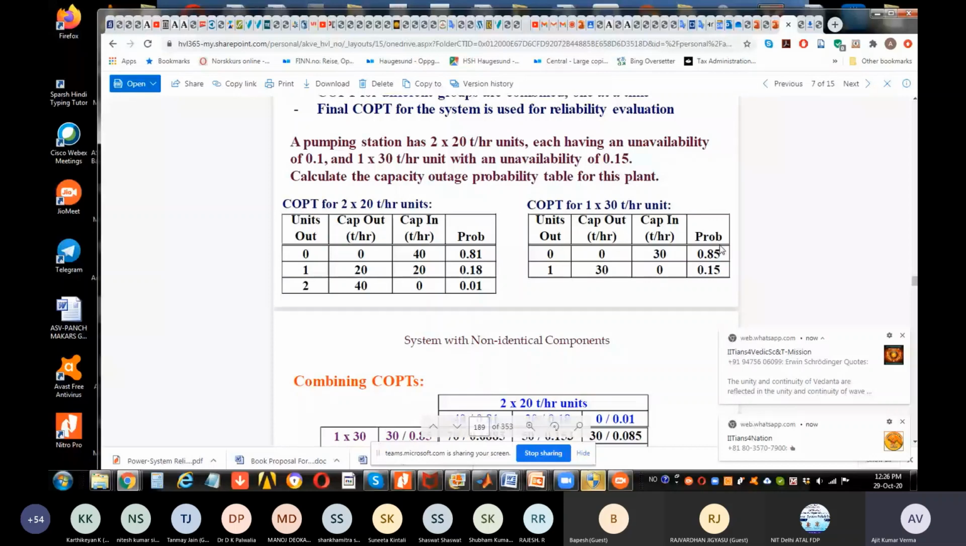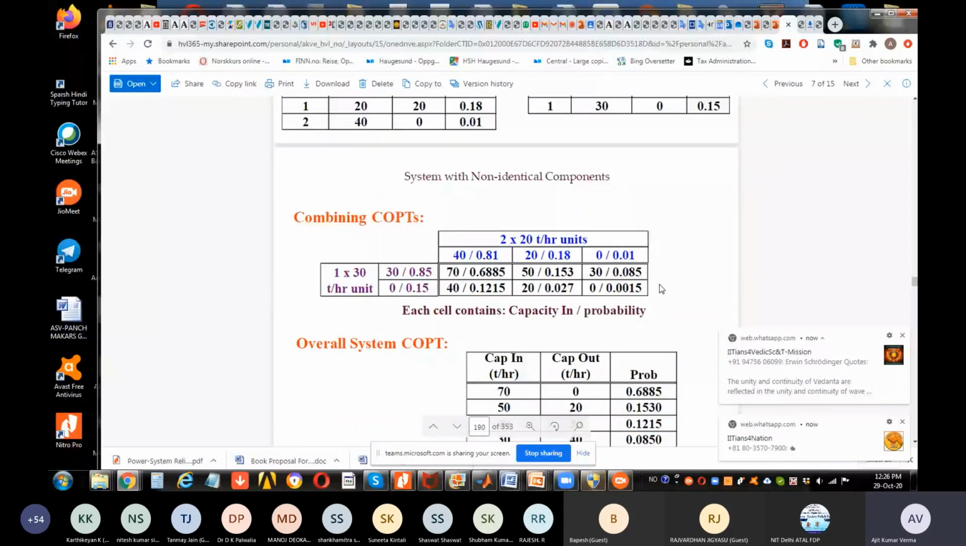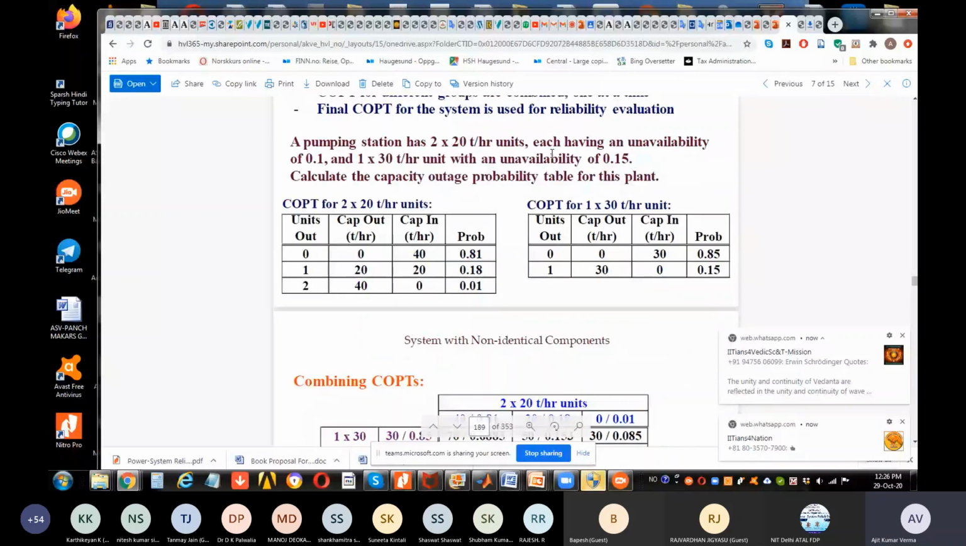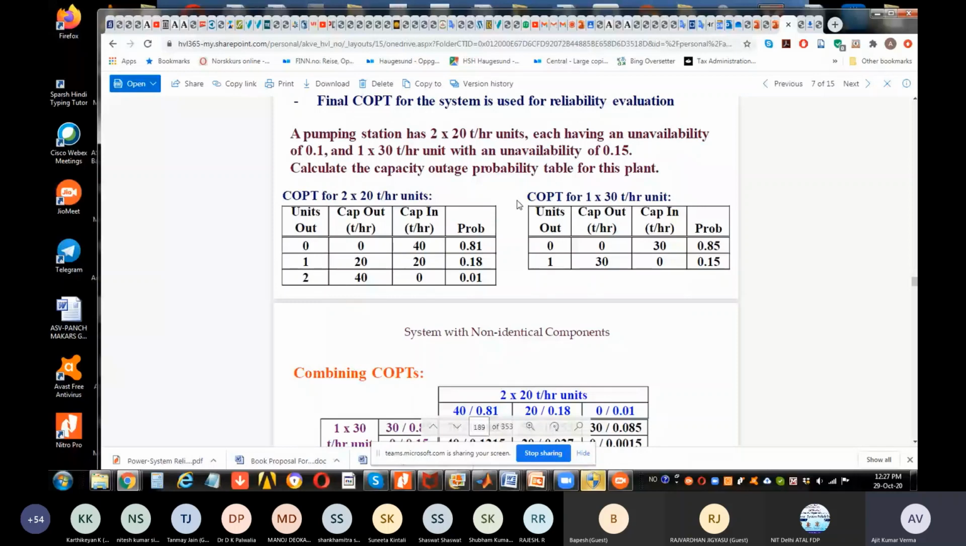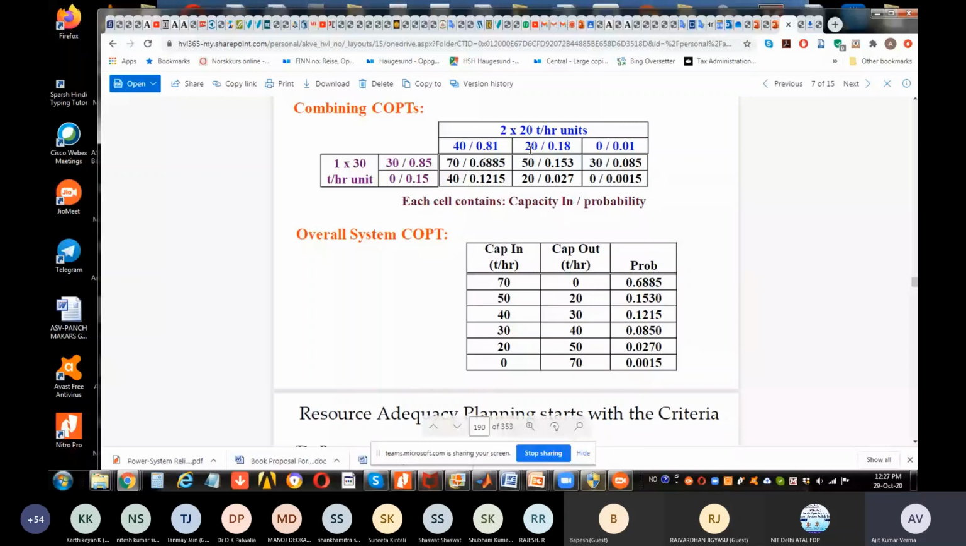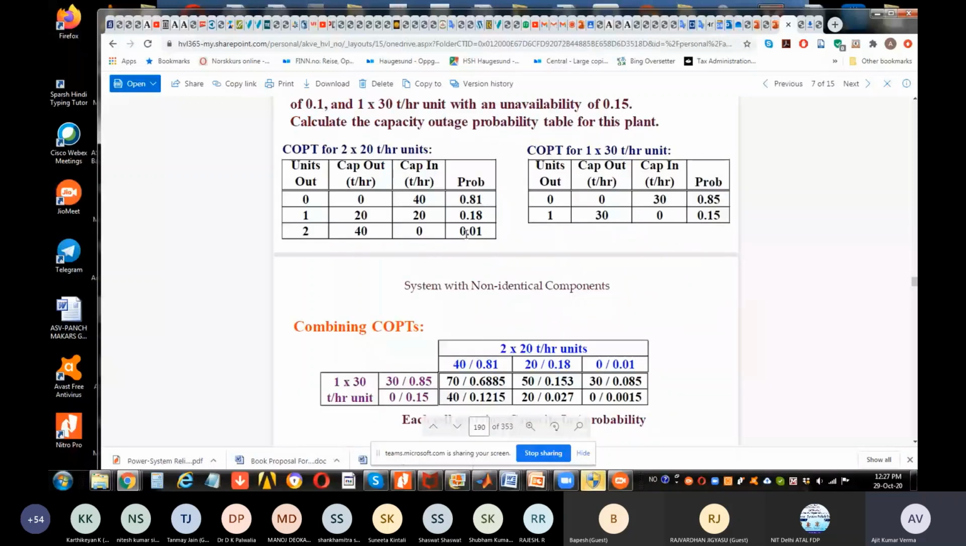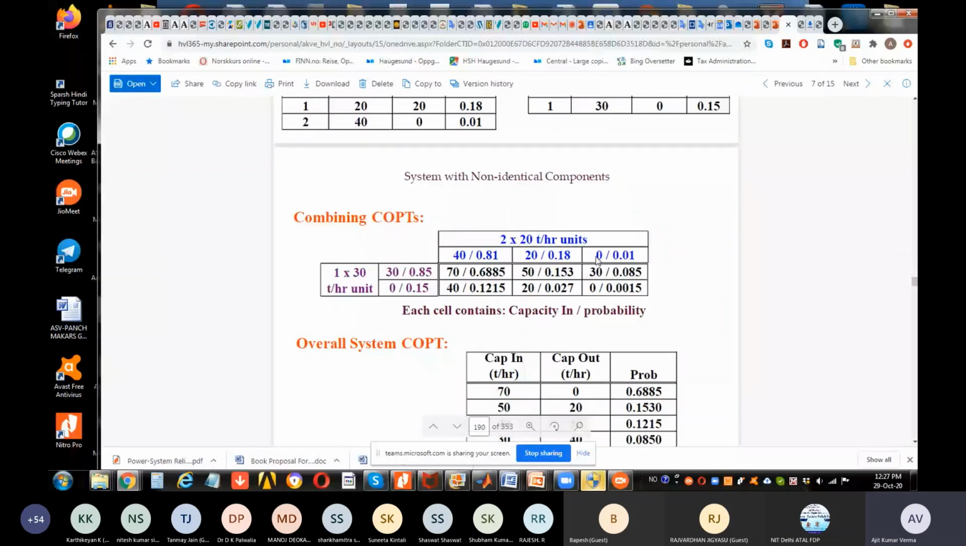Both of them you are using together. So this is one good example to know how to combine the COPT, because ultimately you are pumping water, doing the same thing. So you have 2 into 20 ton per hour units and 1 into 30 ton per hour unit. So maximum you can pump 70. These are the numbers associated with it: 40 tons, 0.81 probability, then 20 tons, 0.18, and 0 ton, 0.01. These are the probabilities associated with the 20 tons per hour, 2 units.